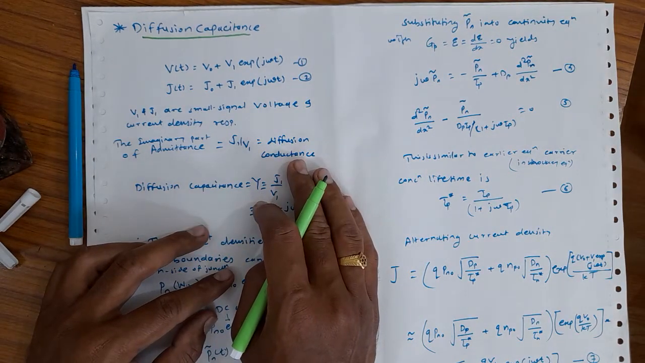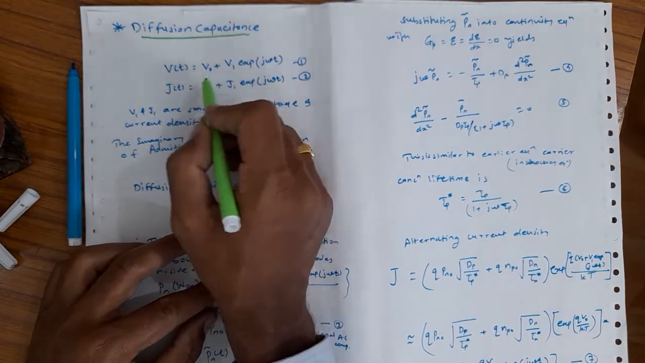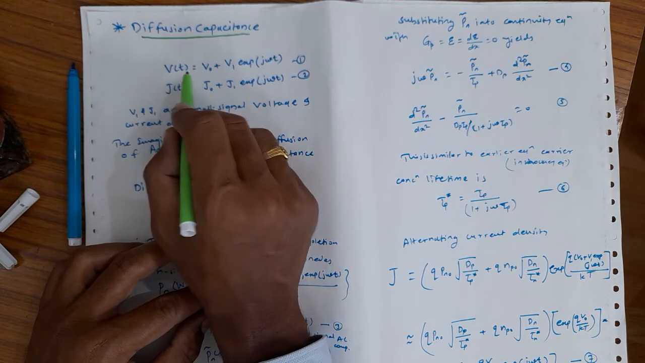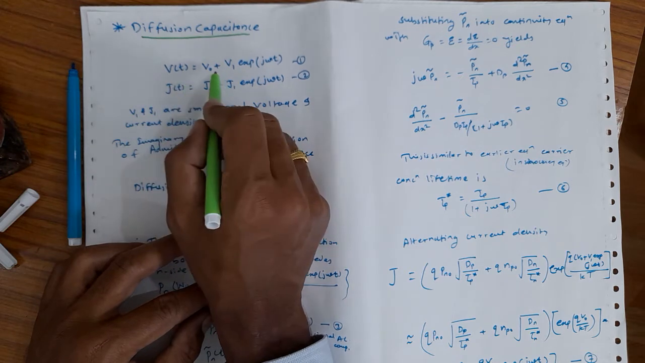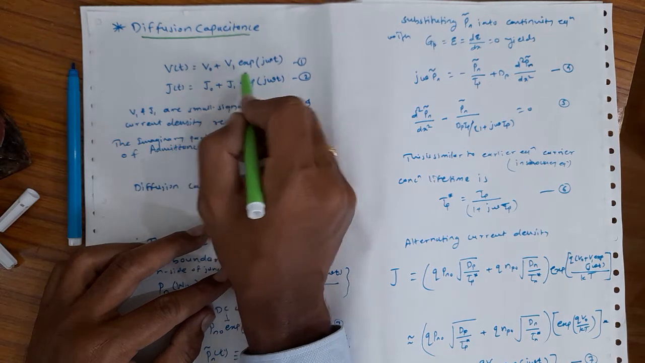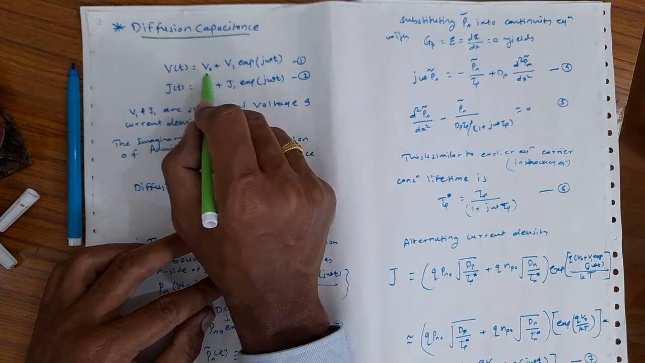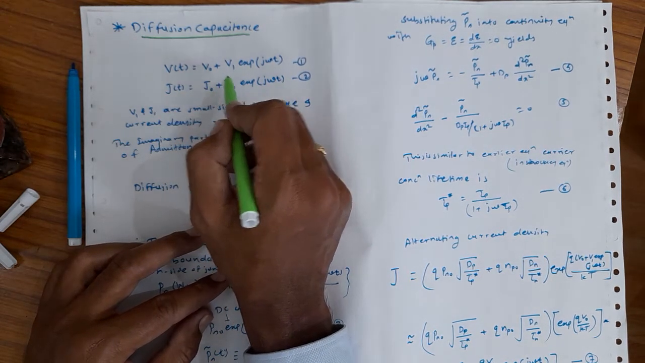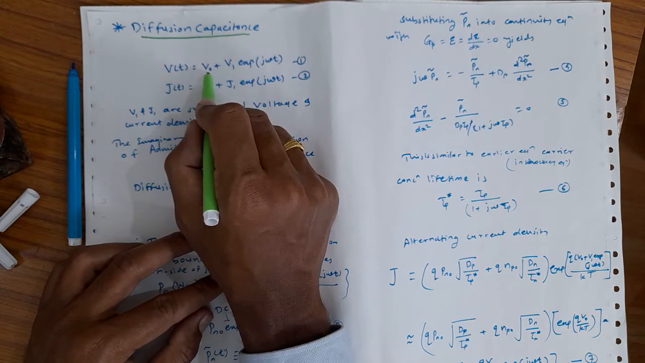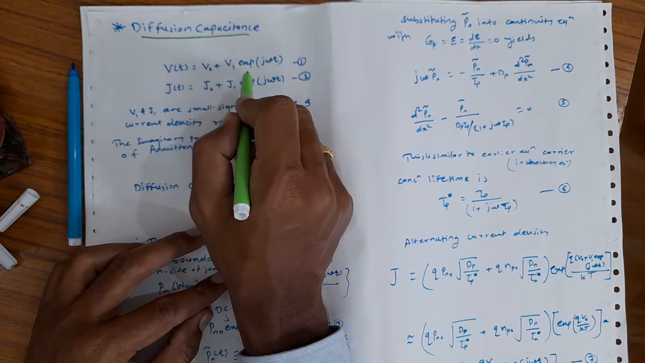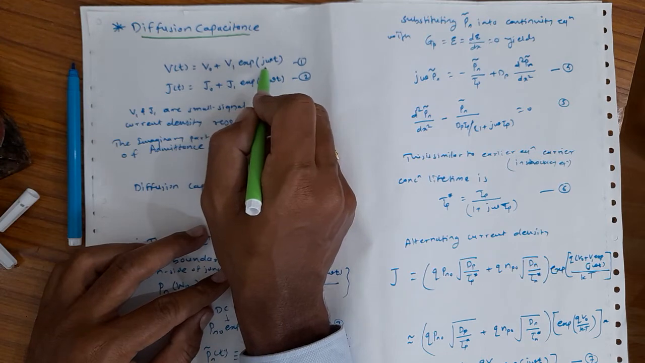Now when a small signal is applied under the forward bias condition, we have to apply the potential to it. An AC signal needs to be applied in addition to the DC signal under this forward bias. Here V0 is the DC voltage and V1 is the amplitude of the AC signal applied. The AC signal is represented with this exponential factor, which is the imaginary part of it.